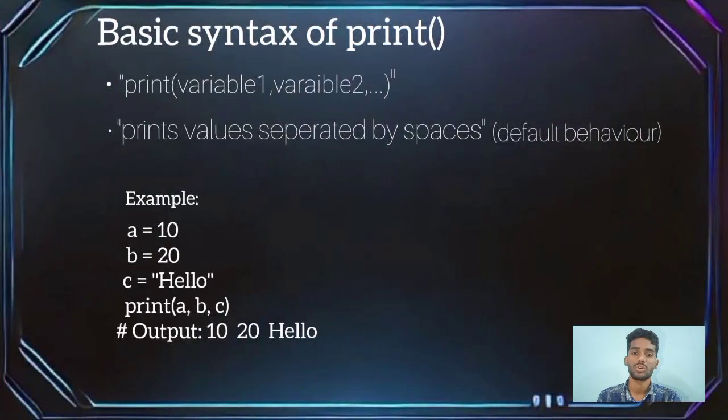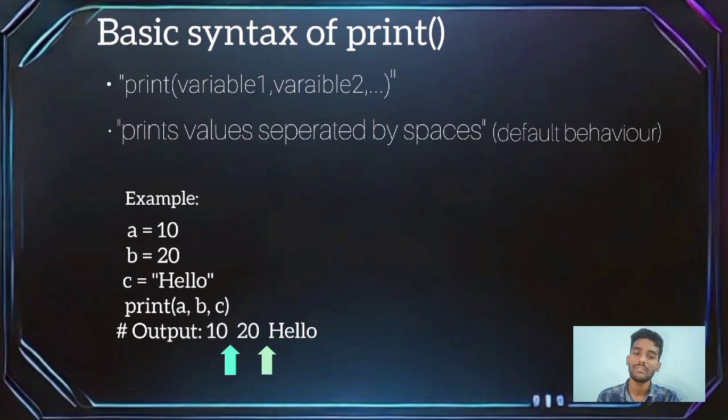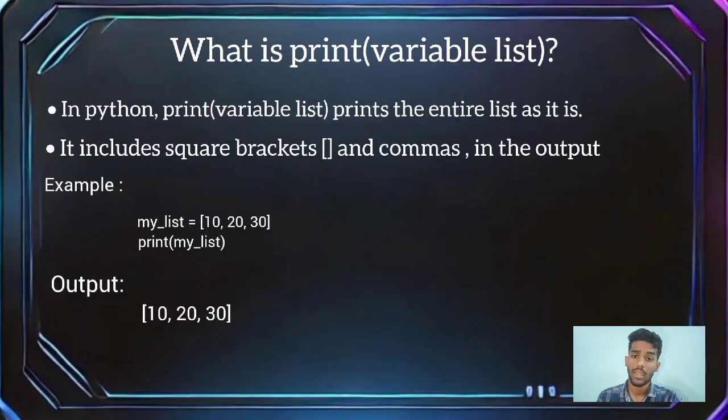The print function is also known as the output statement in Python. It helps us to display text, numbers or variables on the screen. By default, Python prints elements with a space in between when multiple values are given. This is the default behavior. Now let's see how Python handles a list inside the print function.